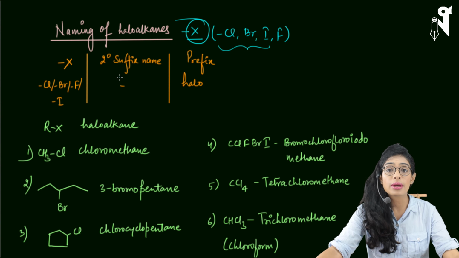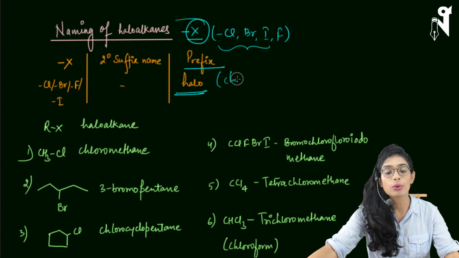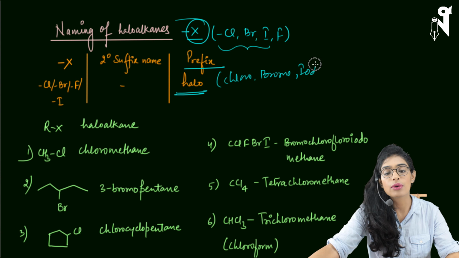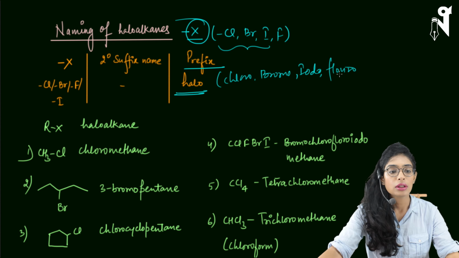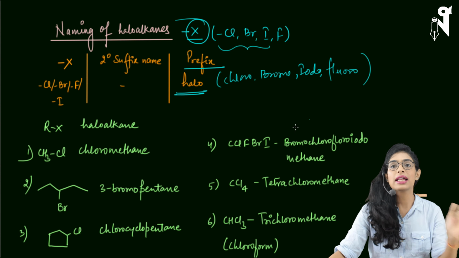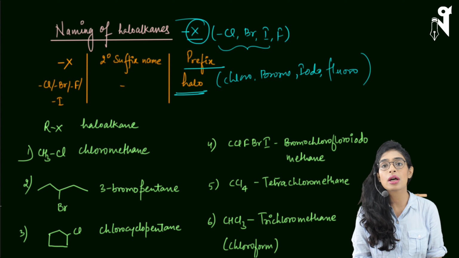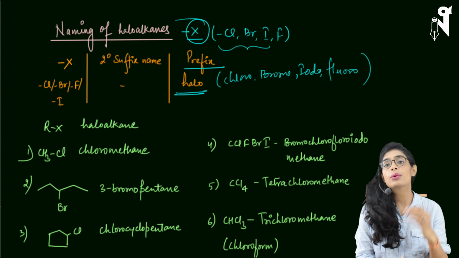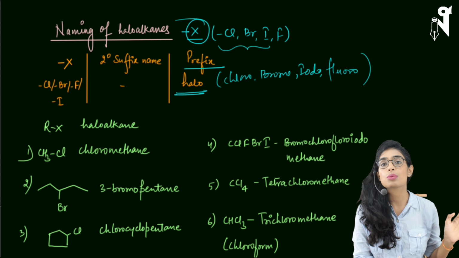We do not use them in suffix at all, and we use only prefix, and that is halo. Halo means chloro for chlorine, bromo for bromine, iodo for iodine, and fluoro for fluorine. I think I've written the spelling wrong. Okay, that's how the naming is done. So that means whenever we are going to encounter haloalkanes or halogens in any of the carbon chain, the name is always going to be prefix.